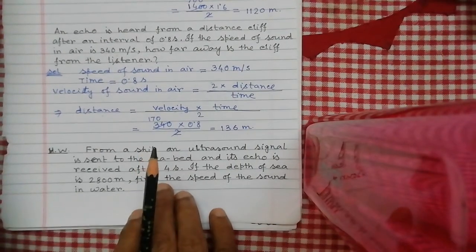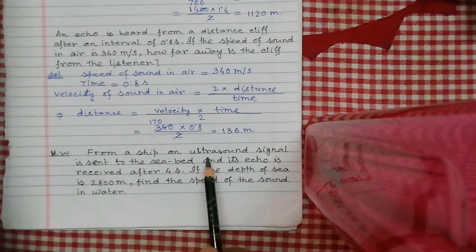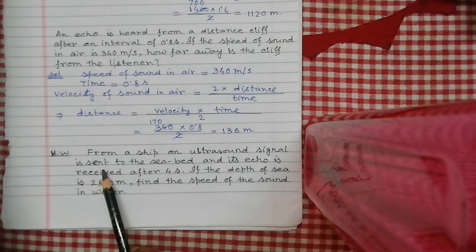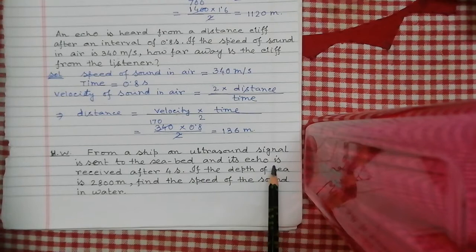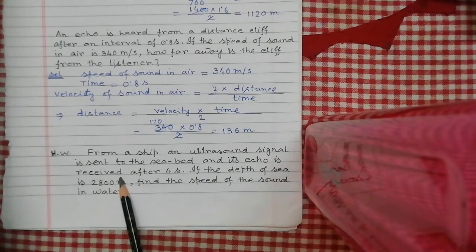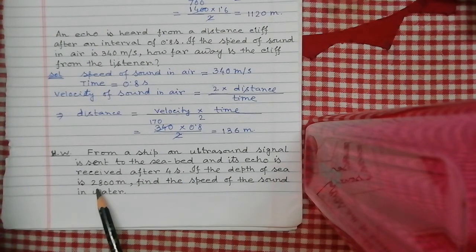Now, a homework you can try to do yourself. From a ship, an ultrasound signal is sent to the seabed and its echo is received after 4 seconds. If the depth of the sea is given as 2800 meters, find the speed of sound in water. Try it yourself. Thank you.